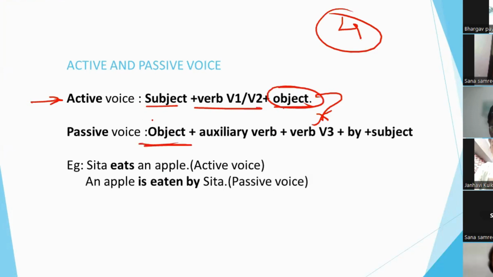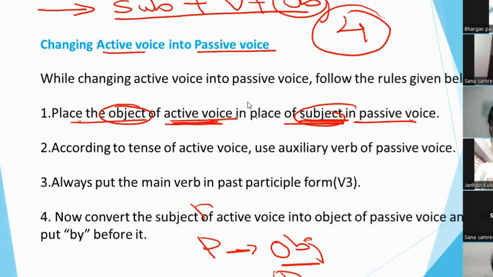So this is the place of subject, right? Understood? So what you have to do according to the first rule, you have to place the object of active voice in place of subject of passive voice. This is our first rule. Understood, everybody? Now go to the second rule.